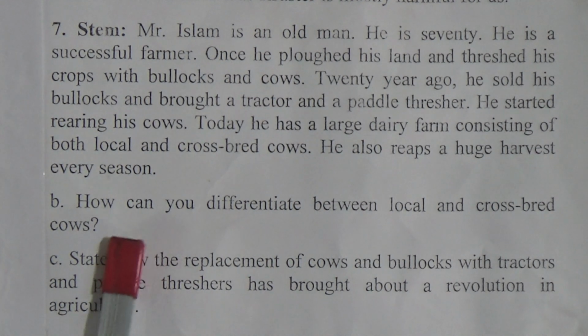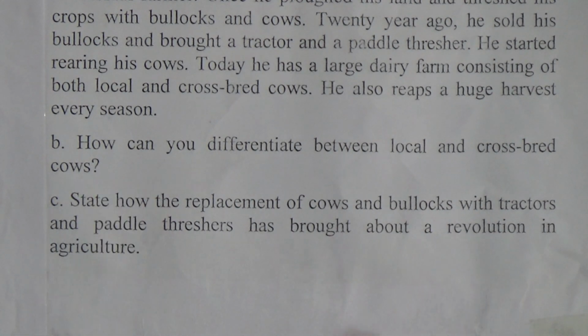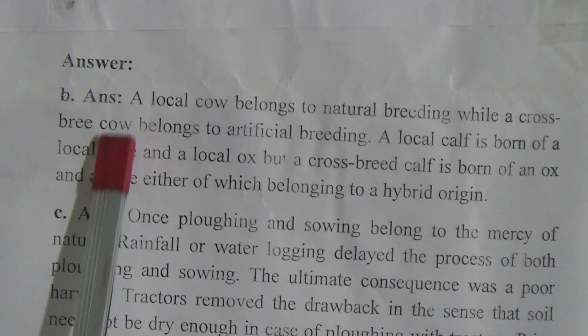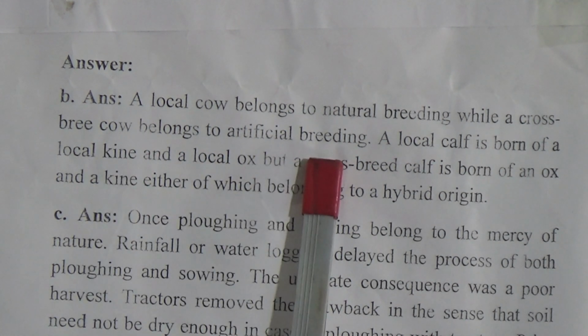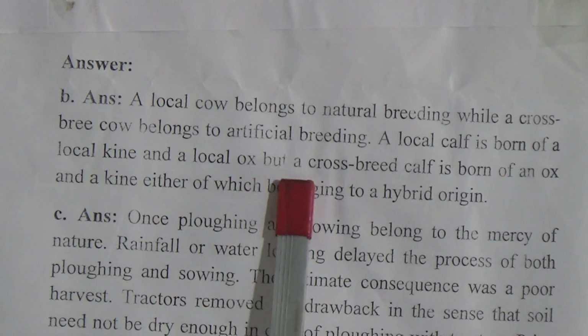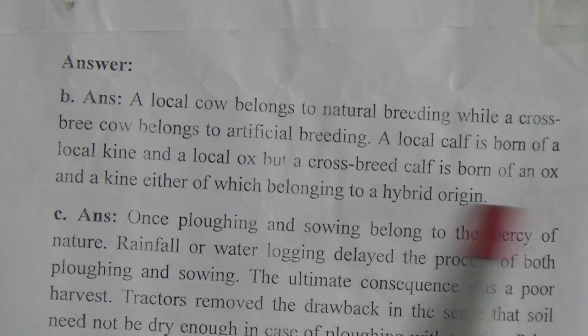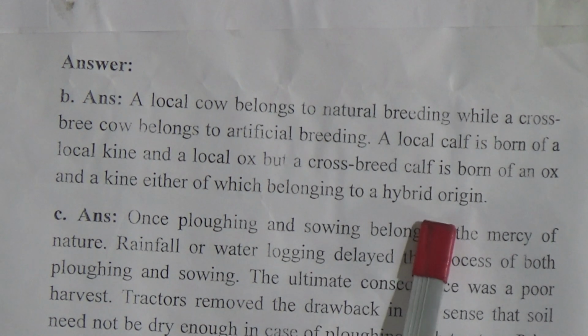Now question number B. How can you differentiate between local and crossbreed cows? Answer: A local cow belongs to natural breeding while a crossbreed cow belongs to artificial breeding. This is the difference. A local cow belongs to natural breeding, and a crossbreed cow belongs to artificial breeding. A local calf is born of a local kine and a local ox, but a crossbreed calf is born of an ox and a kine, either of which belongs to a hybrid origin.